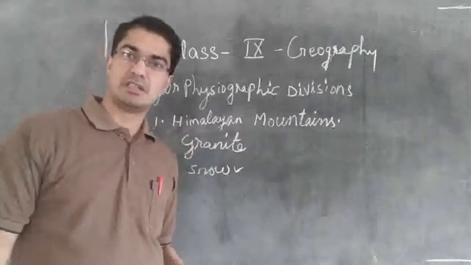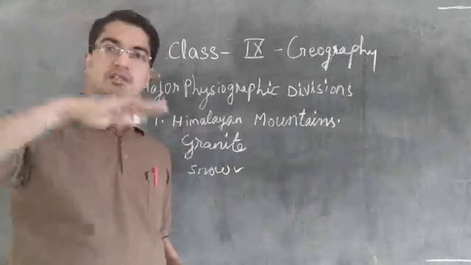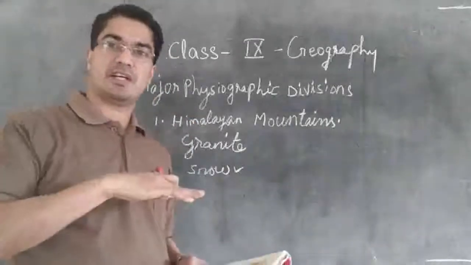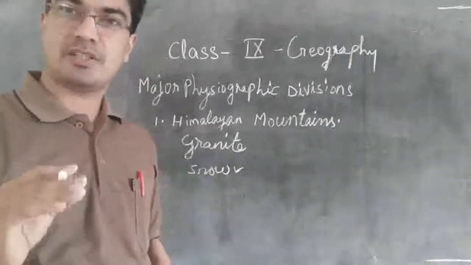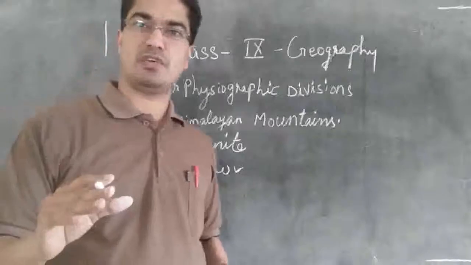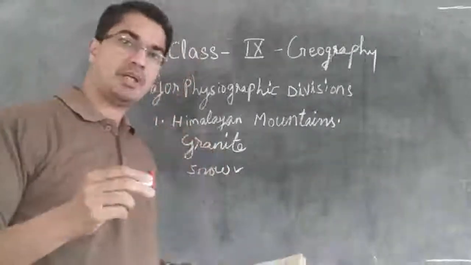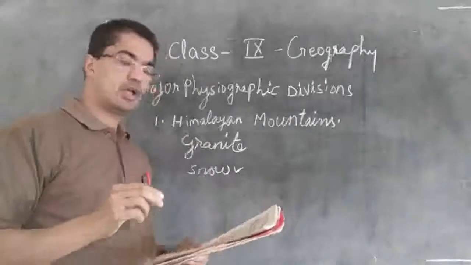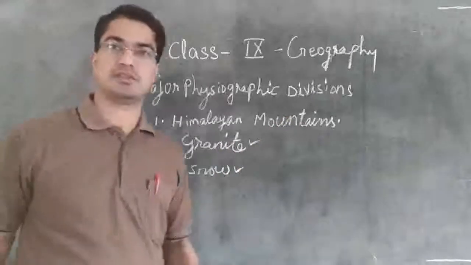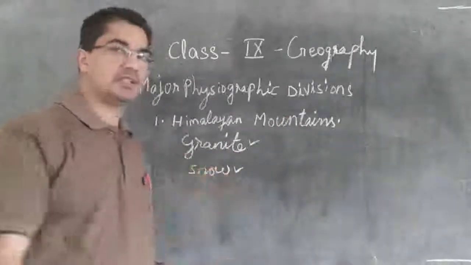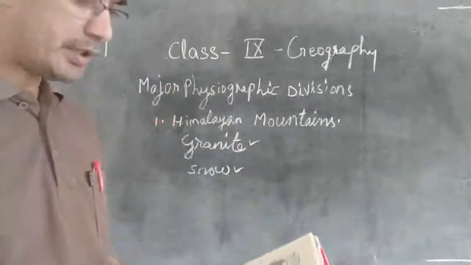So it is the highest peak, and therefore the higher the height, the lower the temperature, and always there will be ice. So these mountains are always covered with ice, and there are a lot of snow fields which are called glaciers, and the main component of this mountain is granite. So that is all about this first range of Himalaya, that is called Himadri.